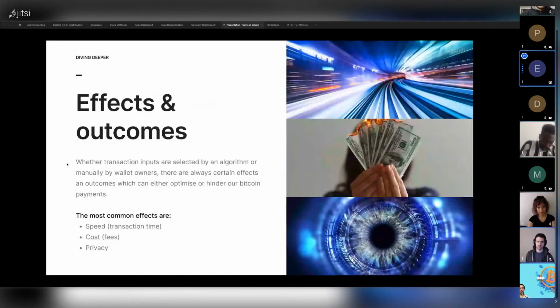So this is what I'll get into now, which is basically the effects and outcomes of our UTXO selection. It goes for automatic as well as manual coin selection, because both are affected. It will give users a better understanding of the issue and why UTXOs are something which should be cared about by designers and developers, and how we can go about designing better solutions for it. The most common effects are speed, cost, and privacy, or at least those are the three which I will concentrate on.